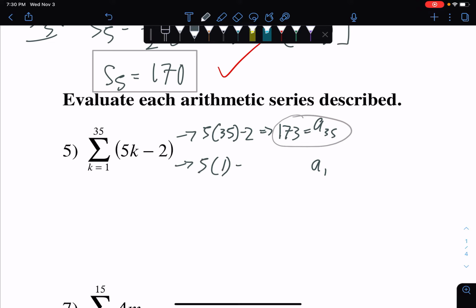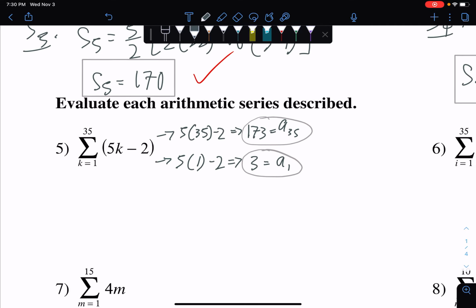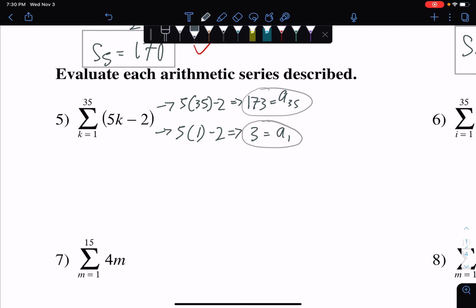Okay, 5 times 1 minus 2, it's just basically 5 minus 2, which is 3. So 3 is equal to a sub 1. Now, let's continue. Again, let's use the formula that we've discussed a while ago. To recall, it is S sub n is equal to n over 2 times the quantity a sub n plus a sub 1. I'm sorry, this is plus. Now, let's apply it.